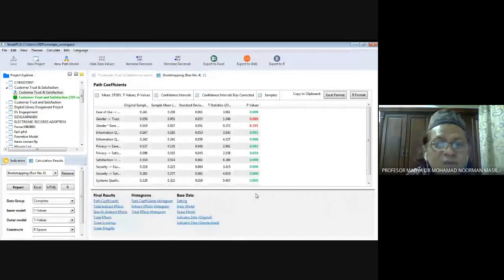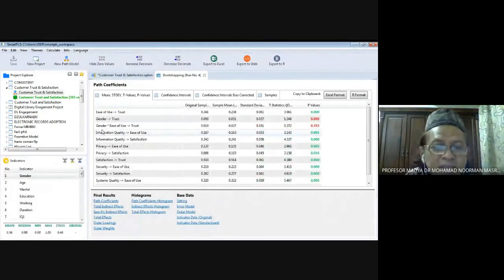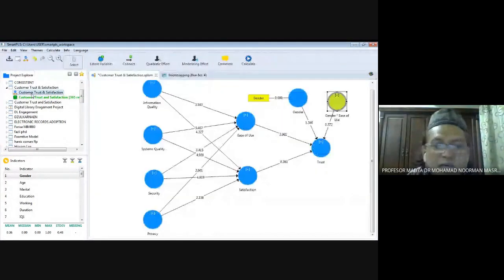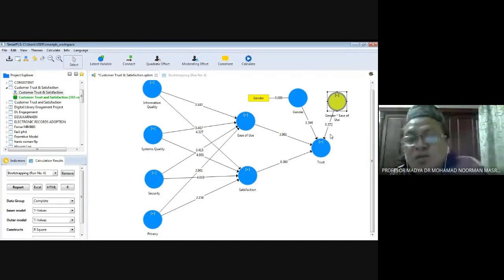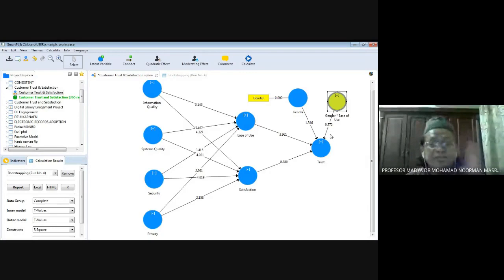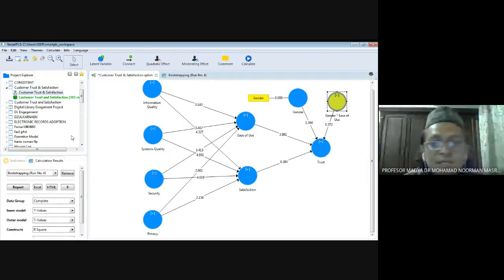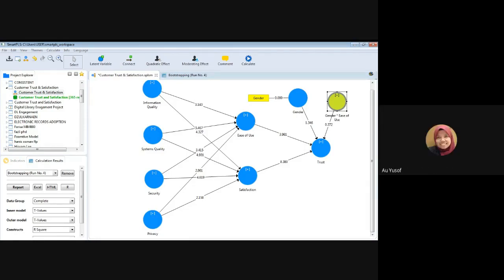Now you look at this one, gender times ease of use over trust. If you cannot see it in this table, you can also look here. This value is 0.372. Because the value is less than 1.645, you can conclude that gender does not moderate the relationship between ease of use and trust. Gender does not moderate the relationship between ease of use and trust. Okay? Is that clear, everyone? Yes, doctor, it's clear. All right.